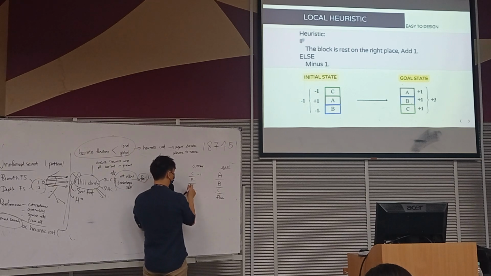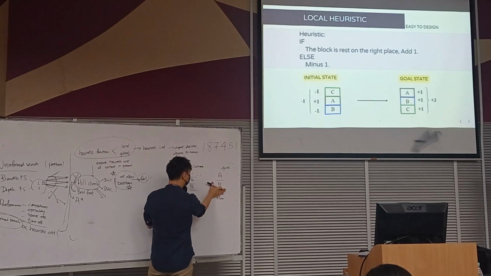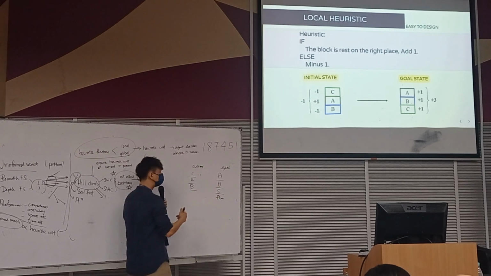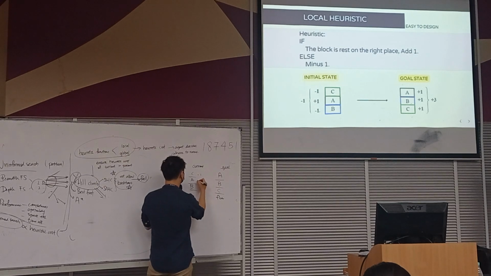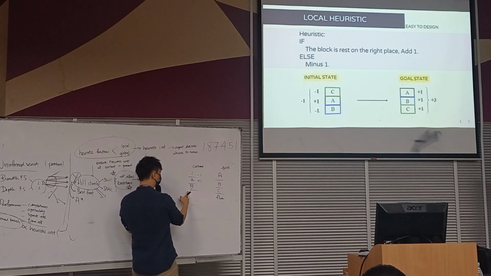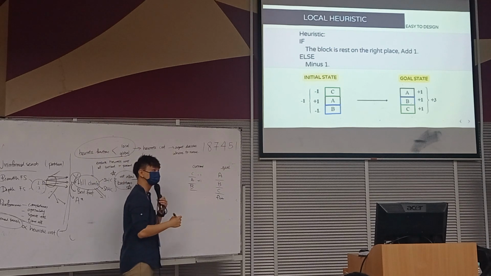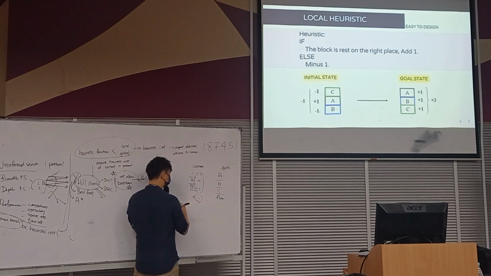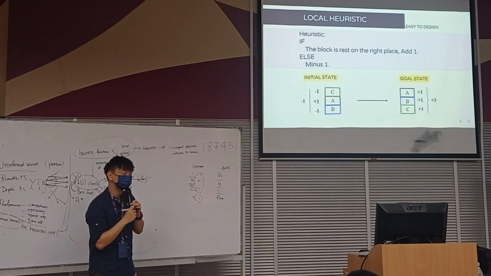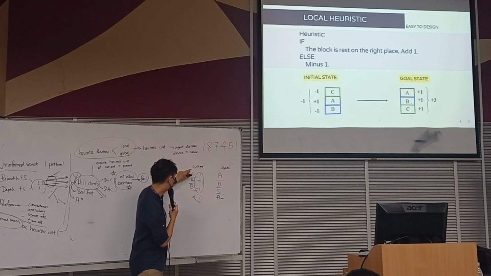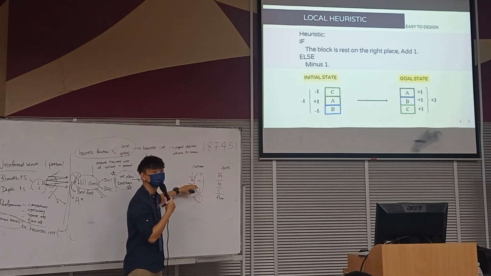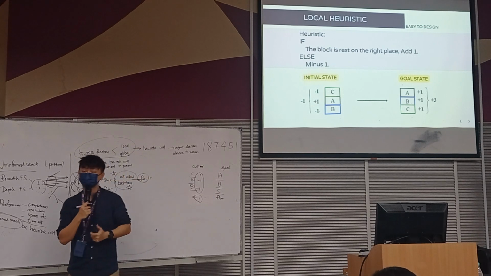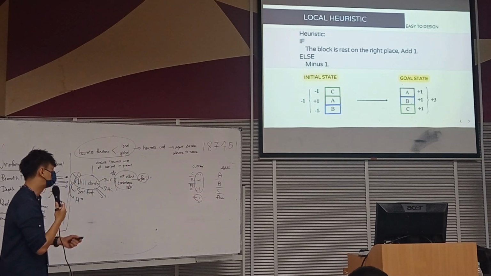Now look at the A. A is placed on the B, right? Here A is placed on the B, correct or not? Correct. So it rests on the right place, +1. B on the floor. This one, B on the C, correct or wrong? Wrong. So -1. So you just add up these values together: -1, -1, +1. So you get -1. So this is known as a local heuristic function, where we just focus on this particular block, whether this C is placed on the A. We don't care whether B is together with the A or not. We just look at the C. Okay, so this is the local heuristic function.